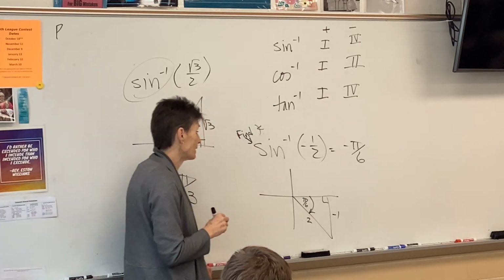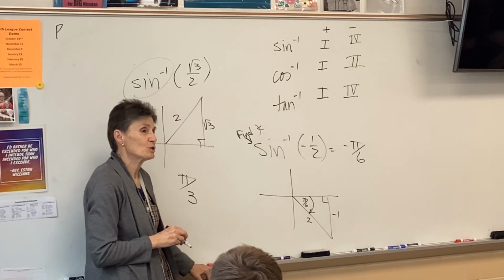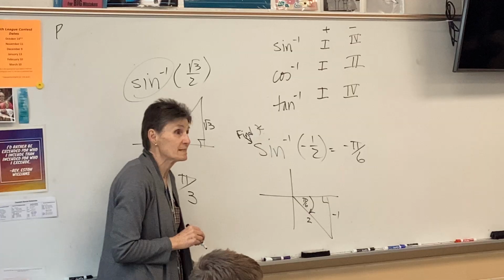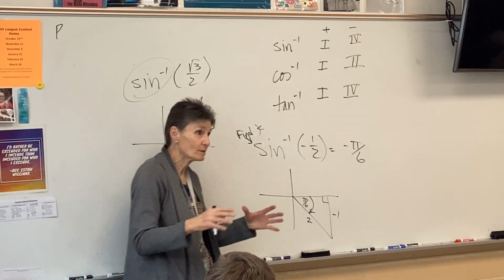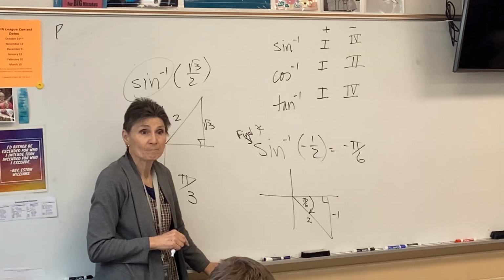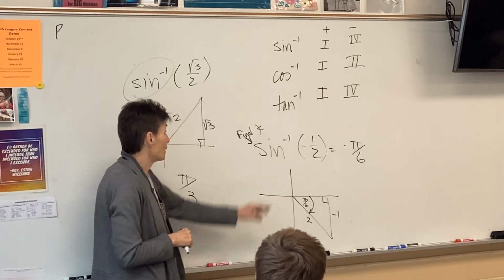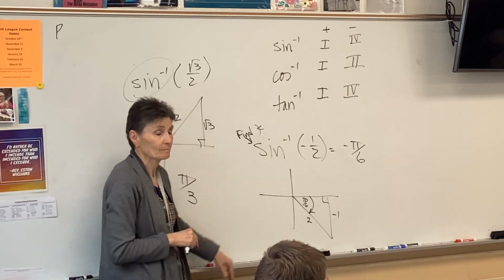Negative pi over 6. I know it's confusing. Somebody's going to say, well, wait, couldn't that be 11 pi over 6? And the answer is yes, but we want the smallest angle we can say. Your calculator is going to come up with the smallest one. So negative 30 is better than positive 330 with this notation.